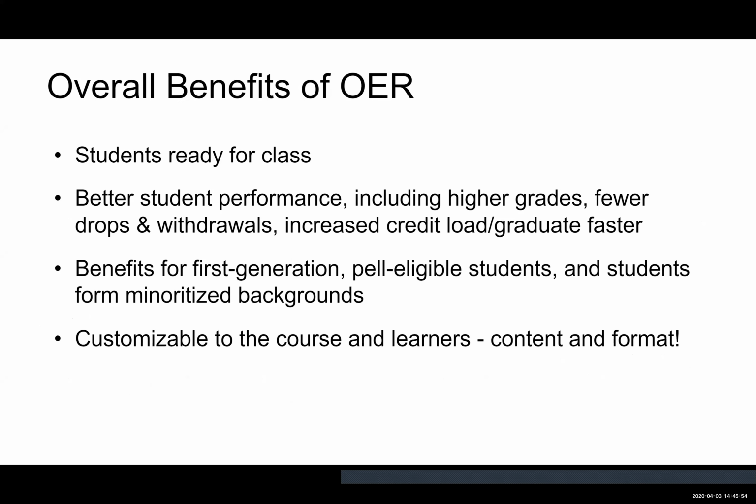Next slide. Students tend to be more ready for class because there's no paywall. They don't have to go through any barriers to get their course materials. We see across a number of studies better student performance, higher grades, fewer drops and withdrawals, and increased credit load, which means that students can actually graduate faster. It means, again, overall lower financial burden for college. We also see that these benefits are disproportionately aiding students who are first generation, part-time students, Pell eligible students, and students from historically minoritized backgrounds.